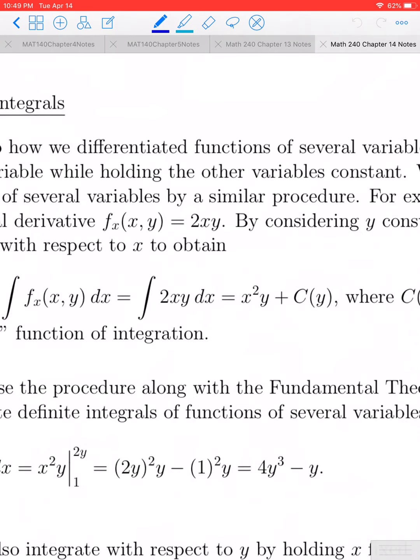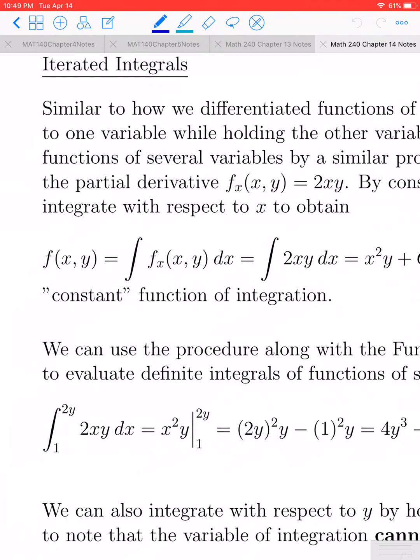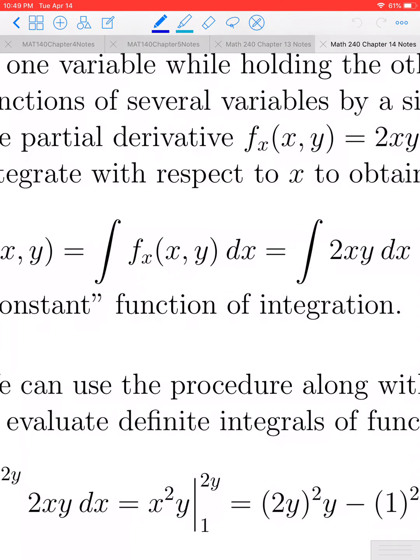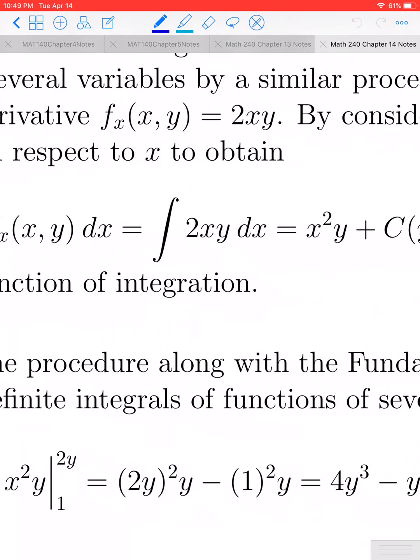For example, let's consider the partial derivative. The partial of f with respect to x equals 2xy. If we wanted to recover the original function f up to a constant, we would want to undo a partial derivative with respect to x. So we could think of the y term as being constant and integrate this function with respect to x. F of x comma y is going to be equal to the antiderivative of the partial of f with respect to x dx. This is going to be the antiderivative of 2xy dx.